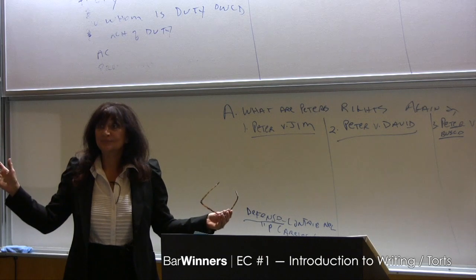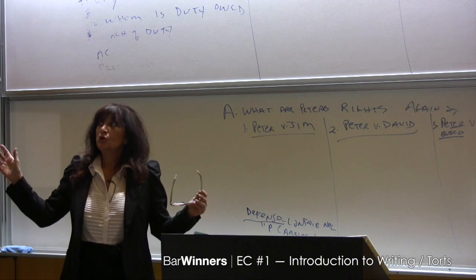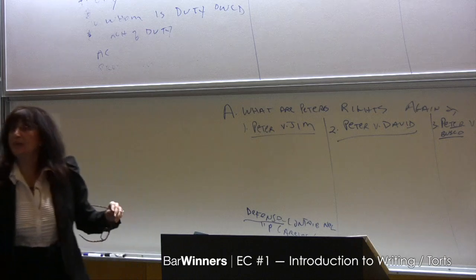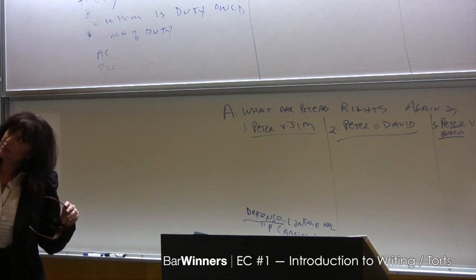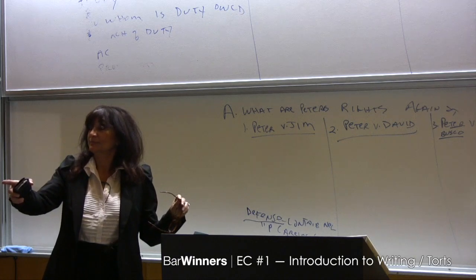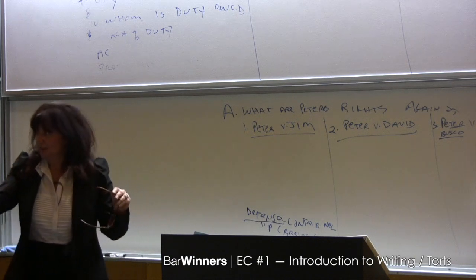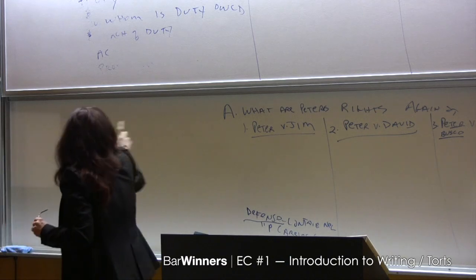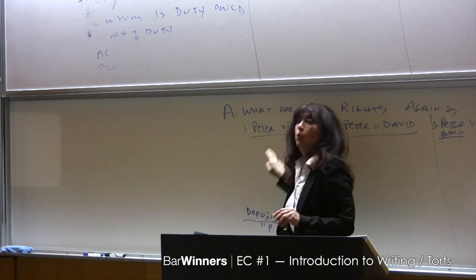Jim does nothing. So and then what happened? Jim does nothing. Peter doesn't get his wallet. What happens in between? David comes in and picks up the wallet. So, if Peter is suing Jim, what's the issue?